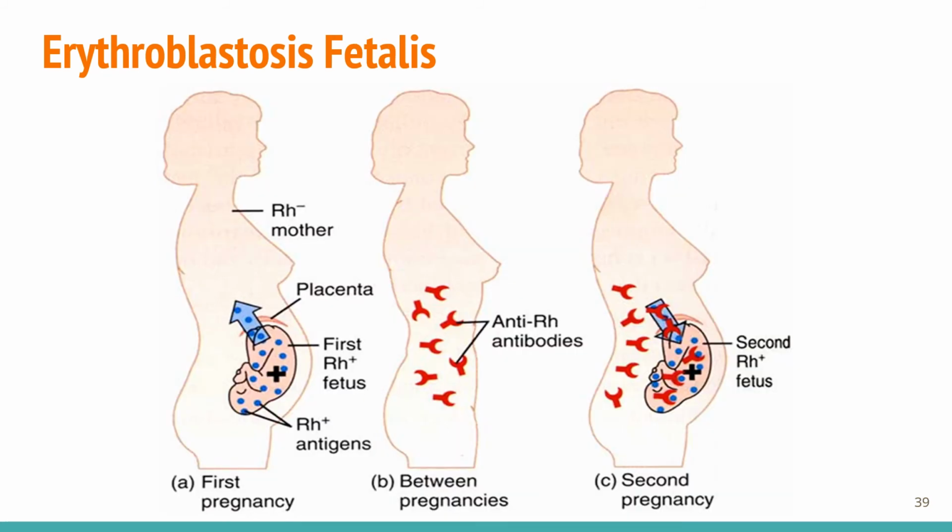The first pregnancy is not really recognized. Your body doesn't really recognize it, but then the second one is when it happens. You can see here with this little diagram that it destroys the unborn baby's blood. In the first one, you have the Rh negative mother. Everything's okay. Between pregnancies is when these antibodies develop, and then you have trouble with the second pregnancy.